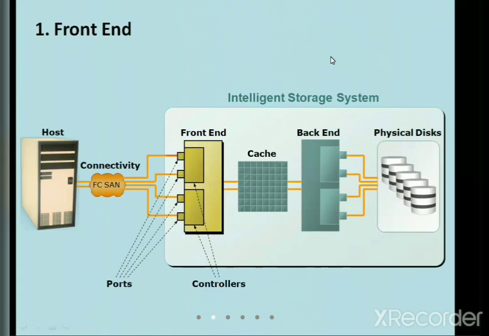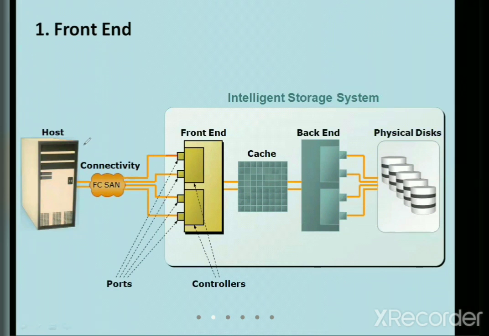The first component to talk about is the front end. In this front end, you can see the host is connected, using the fiber cable for the storage area network, and there are n number of ports. These ports transfer the data, and you can see the controllers here. This front end takes the input from the host, or transfers the data from the disk to the host as and when required. So it is two-way.